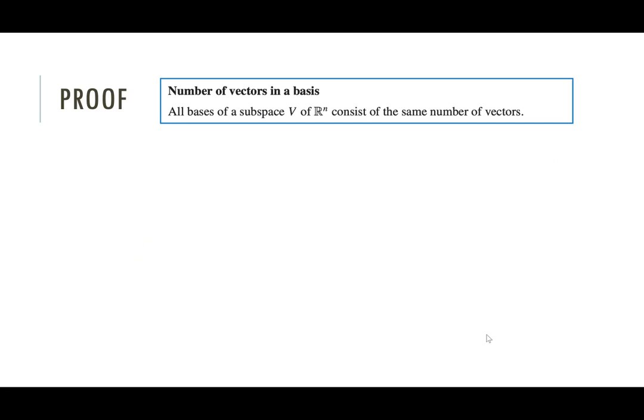Okay, so here's our proof. Our strategy is going to start assuming that we have two distinct bases, and then we'll show that these two bases just have to have the same number of vectors.